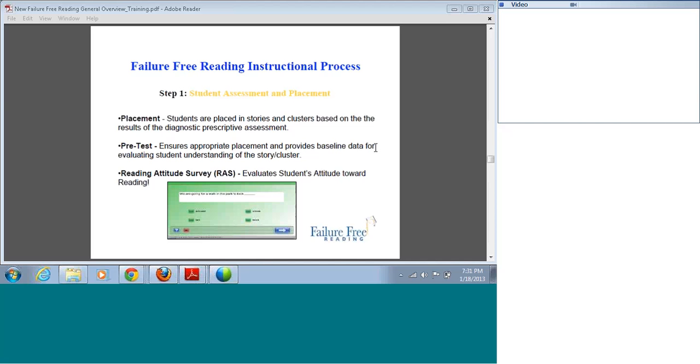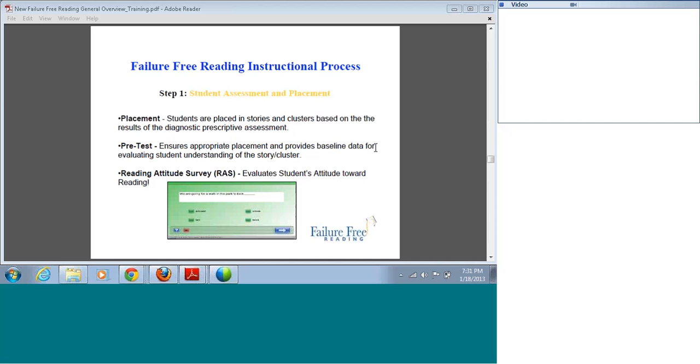So that pretest is going to make sure that the student has been placed at an appropriate story for their challenge level, and it's also going to give you a pretest score. It's baseline data for how familiar the student may be with the story.